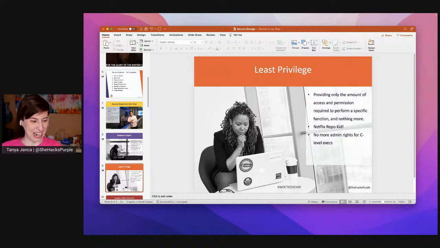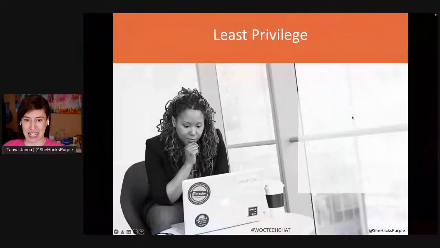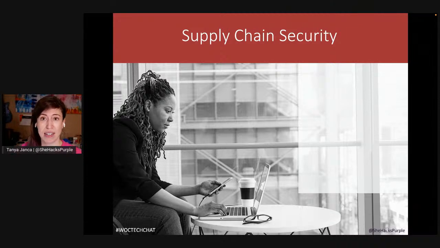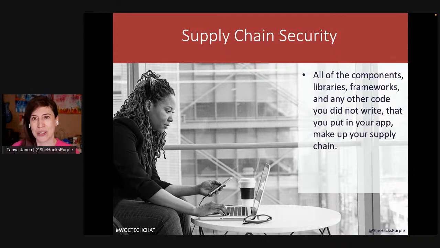Thank you. Okay, I'm going to show you another slide. So from current slide, now we're going to go on to supply chain security. So this is really hot right now because of the 2020 SolarWinds incident. Let's call it that, the incident. So what this means is all the components, the libraries, the frameworks, and any code you didn't write, anything you didn't build that you must put into your app make up your supply chain.